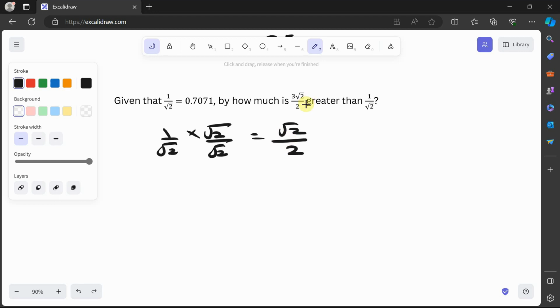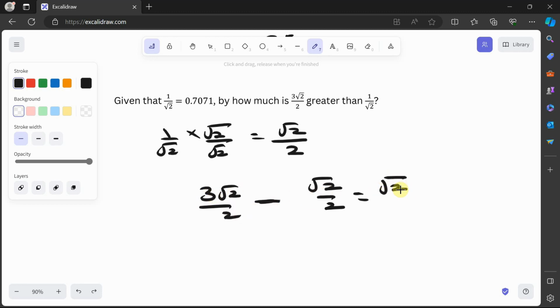So that means I could say 3 root 2 over 2, and instead of saying 1 over root 2, I could also say root 2 over 2. We're trying to find out how much this is greater than this one, so it's like finding the difference. Now, if you look at this one, it's like saying 3 times root 2 over 2. In fact, let's factor out root 2 over 2, since it's common in both of them.